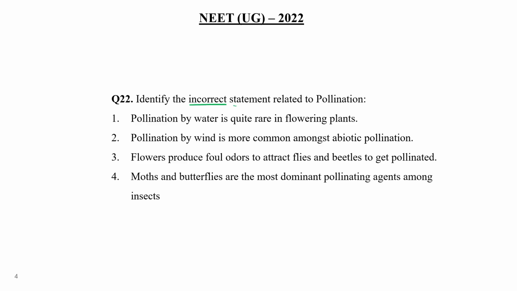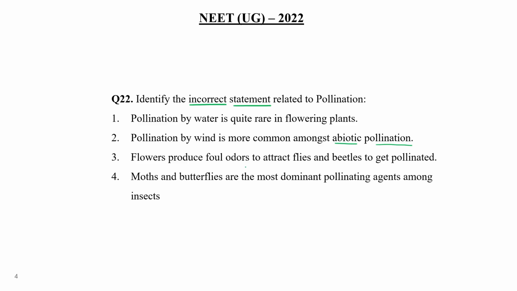Now, identify the incorrect statement related to pollination. Pollination by water is quite rare in flowering plants. Pollination by wind is more common among abiotic pollinators. This one is a correct statement. And pollination by water is quite rare in flowering plants. Normally by air, wind is the common way for pollen grain transfer, right? So this one is again a correct statement.